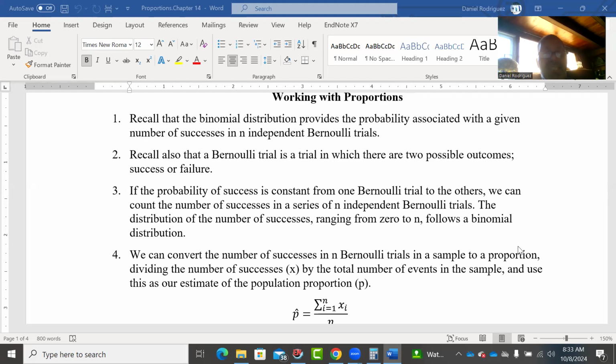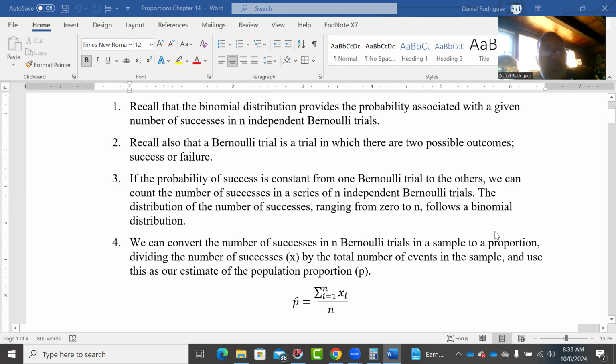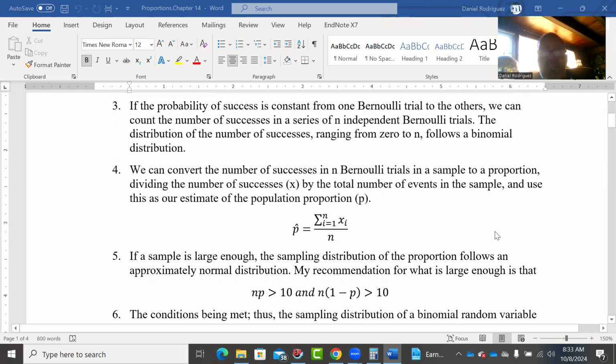If the probability of success is constant from one Bernoulli trial to the other, we can count the number of successes in a series of n independent Bernoulli trials, and that distribution of the number of successes follows a binomial distribution. And we can convert the number of successes in n Bernoulli trials in a sample to a proportion. So this is your equation for a proportion. You just divide the number of successes out of those n Bernoulli trials, and we get an estimate, this little hat over here, an estimate of the population proportion P.